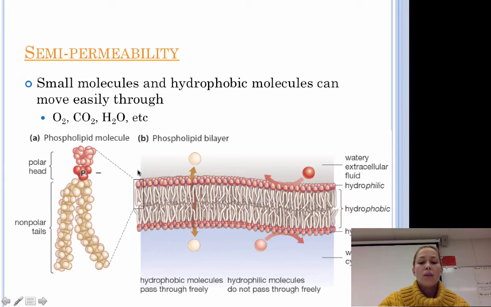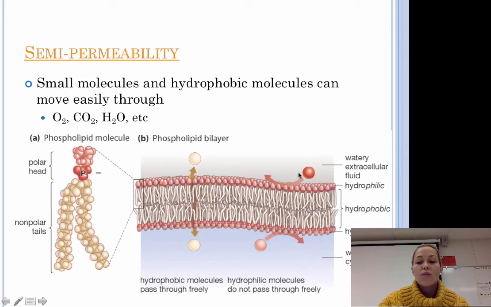Now, our lipid bilayer is made up of phospholipids. So let's take a closer look at the phospholipids. The polar head, or the phosphate group, is hydrophilic, which means that it is water-loving. And these tails are fatty acid tails, and those are hydrophobic. So we can see right here that our plasma membrane is made up primarily of hydrophobic molecules, which is why hydrophobic things can easily pass through the membrane.